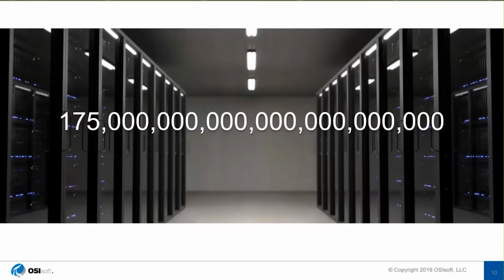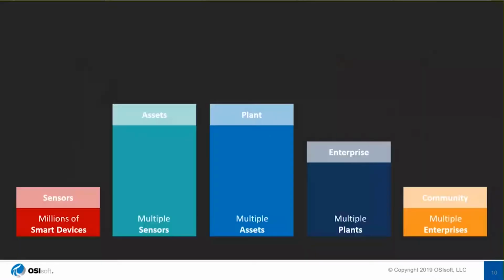So, what is the goal of all of this? Well, the goal of all this is to collect the data in order for you to gain insights in real time into your critical operations. Right? So what I just spoke about here on the left side, those edge devices, these new millions of smart devices, the sensors, we'd jump to the far right side, the community. Right? With the new cloud technology, it allows you to communicate between your enterprises a lot easier. In the middle, we see the big three, the assets, the plant, and the enterprise.